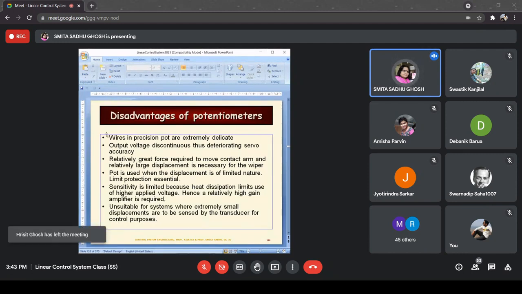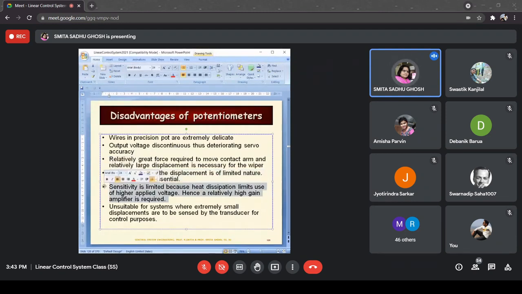If, for example, the length over here is 20 centimeters, and I want to indicate a displacement of 25 centimeters, it will not be possible for me to do that by using this potentiometer. I have to replace the pot, right? So a pot is used when displacement is of limited nature, that is, limit protection is essential. Sensitivity is limited because heat dissipation limits use of higher applied voltage, and a relatively high gain amplifier is required.